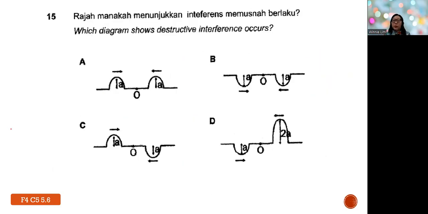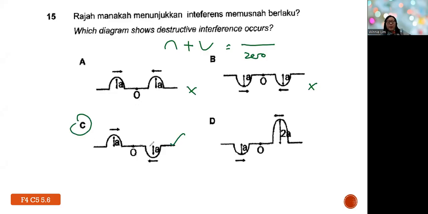Number 15. Which diagram shows destructive interference occurs? Under interference, you have two types: destructive interference and constructive interference. Destructive interference occurs when a crest meets a trough or vice versa, producing zero amplitude when they combine. If it is constructive, a crest meets a crest or a trough meets a trough, producing maximum amplitude. So A and B refer to constructive interference and are not the answer. The answer is C, because A plus negative A gives 0. D cannot be, because you have 2A on the other side, so you still have amplitude there.